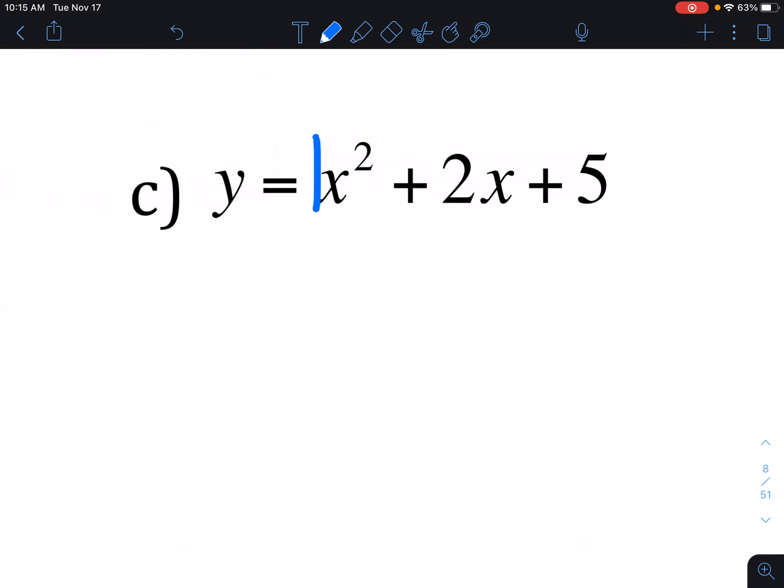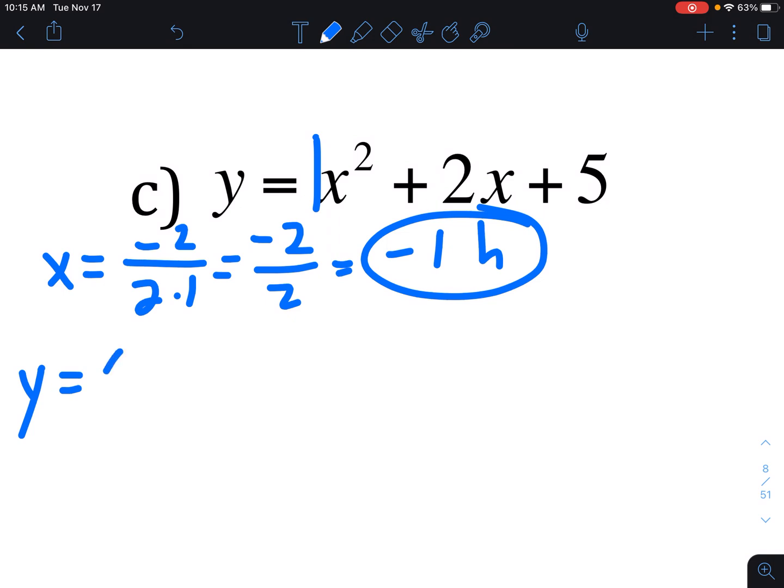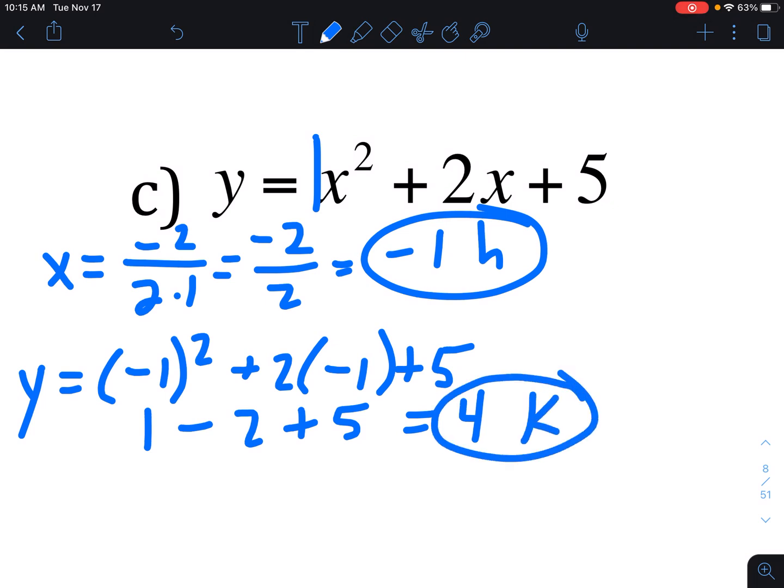Here a is 1, b is 2, c is 5. Let's use negative b over 2 times a. So multiply on the bottom and divide. That's going to be my h. And then for the y, plug in the negative 1 in for the x's in the formula. And that 4 will be my k.